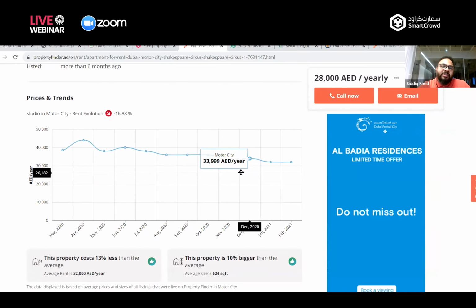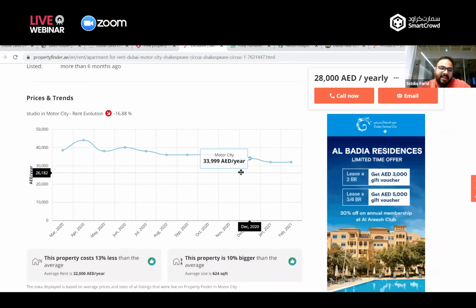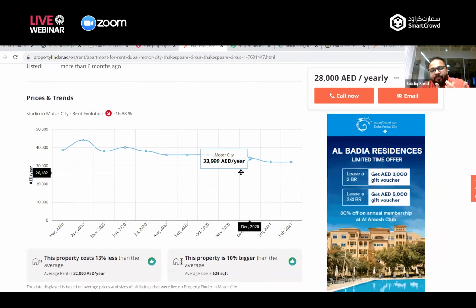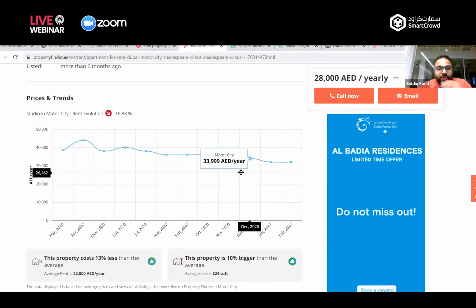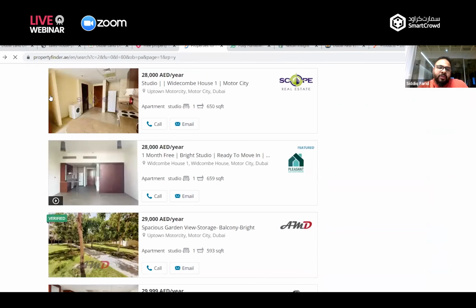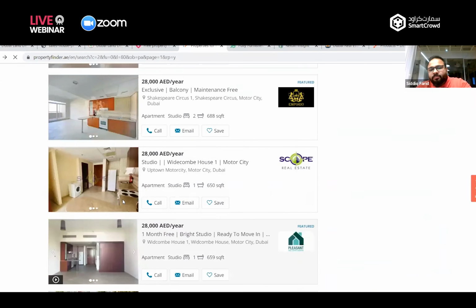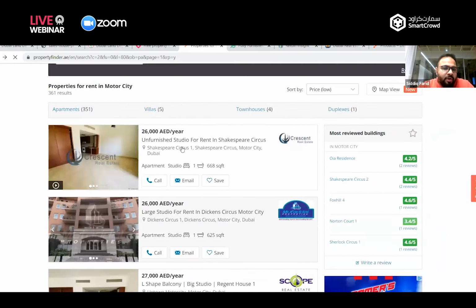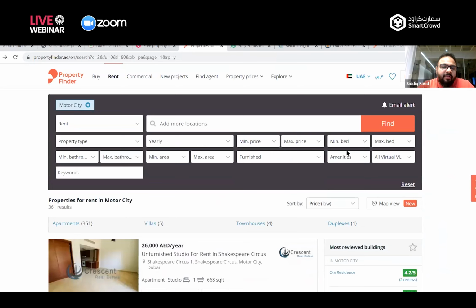And rentals have obviously been under pressure for a long time because of this excess supply and people having lots of options, and landlords being very flexible in terms of providing payment solutions and so forth. But there are different strategies that you can adopt, right? So these are your typical studios, unfurnished, etc. But then have a look at, what if I look at furnished units?